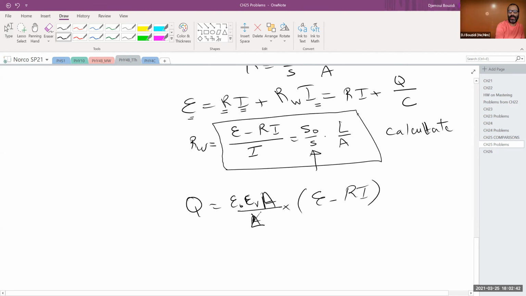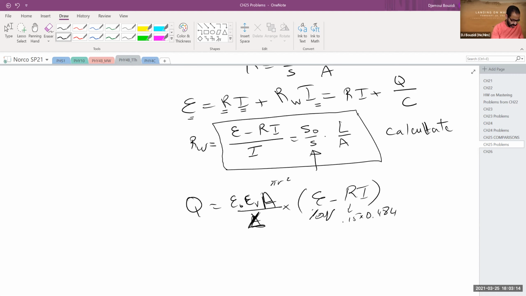This is L. This is 3 centimeters. This is pi r squared, where r is equal to 5 centimeters. This is epsilon r, which is 80.4. This is epsilon naught, something times 10 to the negative 12. Man, I have so many epsilons. This is the 10 volt. This is 15. And this is 0.484 amps because it's 484 milliamps. So this gives me that charge.